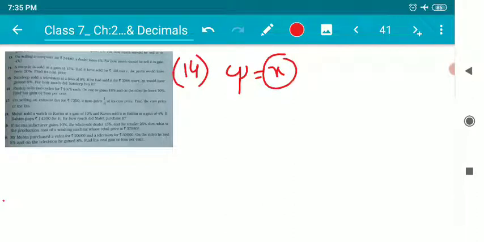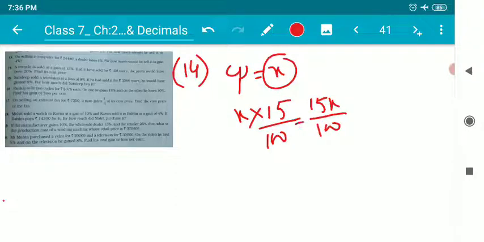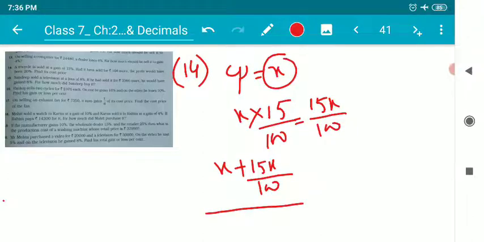Let the CP be rupees x. The tricycle was sold for 15% gain. So find out 15% of it in order to get the selling price. I'll keep it as 15x by 100 only. So the selling price is x plus 15x by 100. Do calculate. It will be 100x plus 15x, that is 115x by 100.